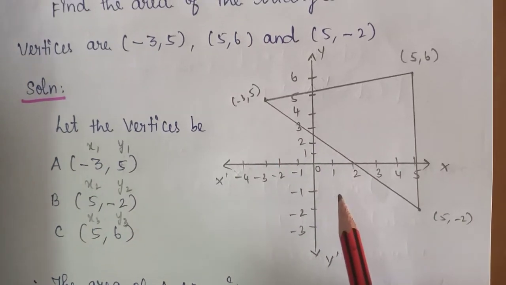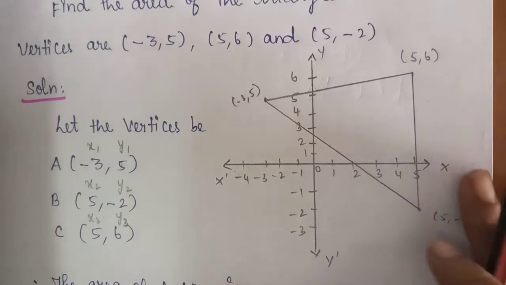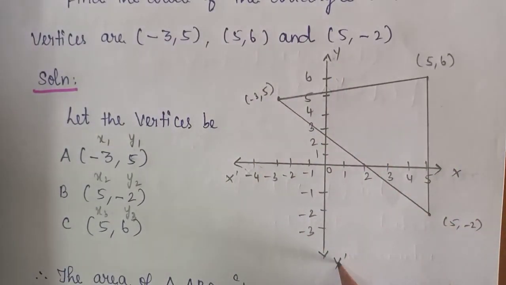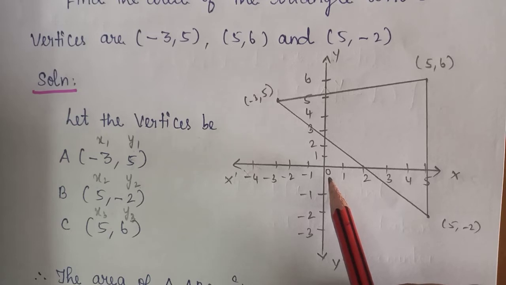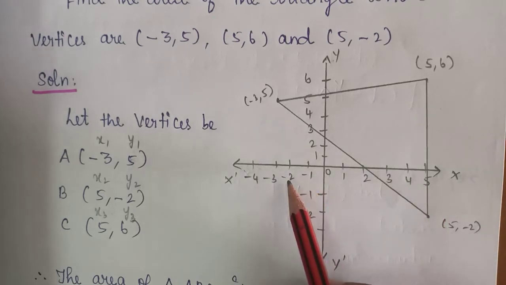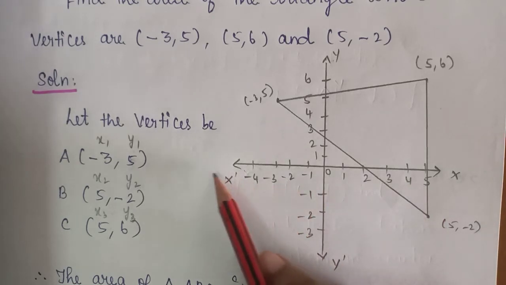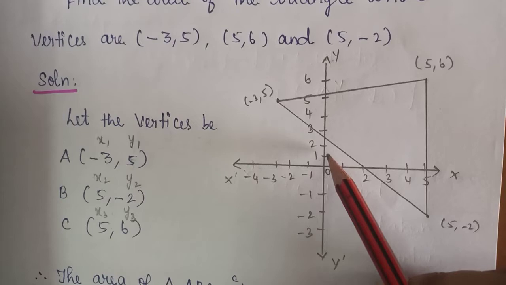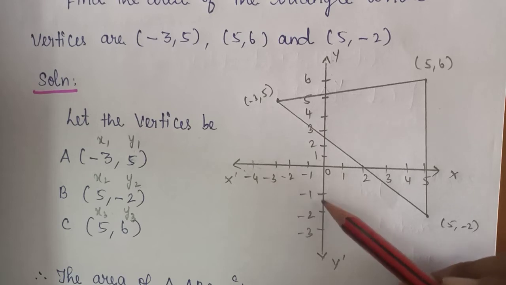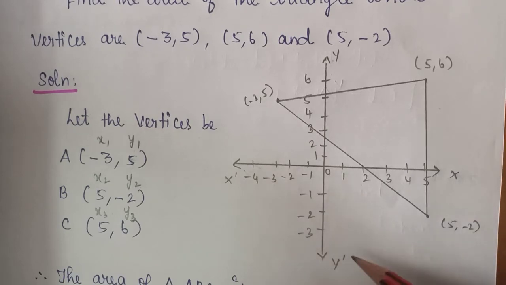You just plot the points in the graph. This is x, y, x dash, y dash. You already know O is the origin, that is (0, 0). Then 1, 2, 3, 4, 5. Here minus 1, minus 2, minus 3, minus 4, etc. Similarly, this is positive in the y coordinates, so 1, 2, 3, 4, 5, 6. Then minus 1, minus 2, minus 3 in y dash.